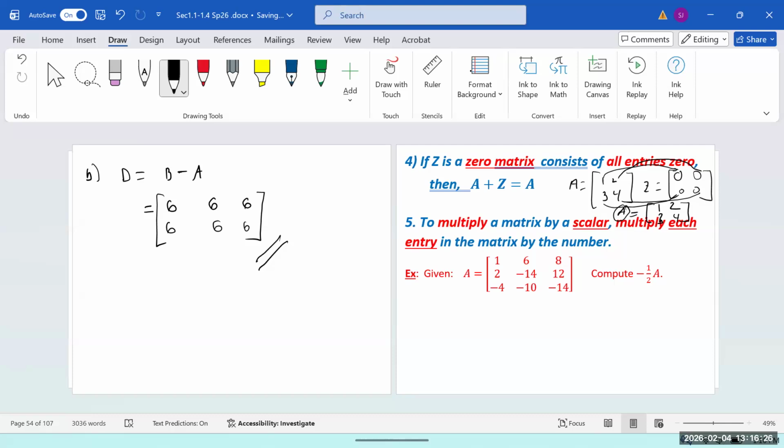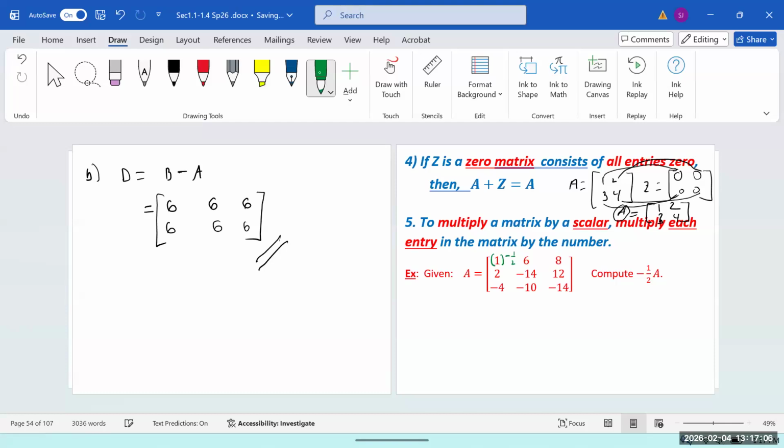The next property says to multiply a matrix by a scalar, any non-zero number, multiply each entry in the matrix by that number. For example, if we have A is 1, 6, 8 row-wise, 2, negative 14, 12 row-wise, negative 4, negative 10, negative 14 row-wise, and you want to find what is negative half of A, it means you're going to multiply every entry here by negative 1/2.